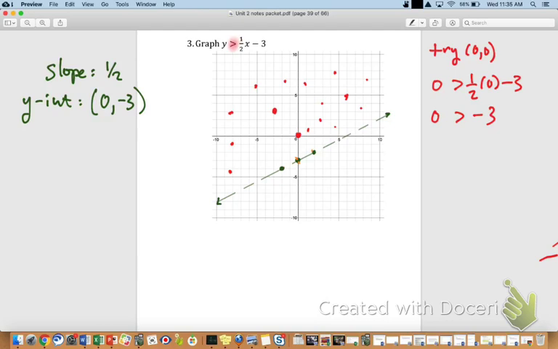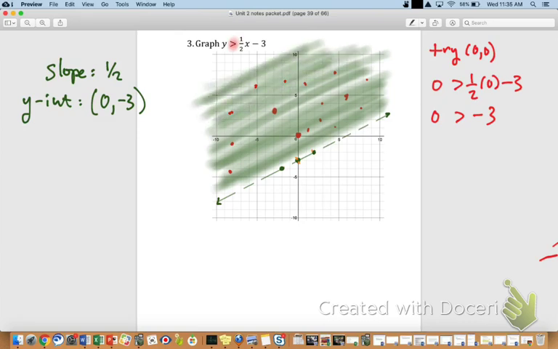And if that works, which it did, that means my answer region is up here where that test value works. So what you're actually going to do is shade the region. So that graph right there would be my full graph. It would include the dotted, or dashed, line, and it would include the shading indicating that all of those points up there would satisfy or fulfill my original relationship.